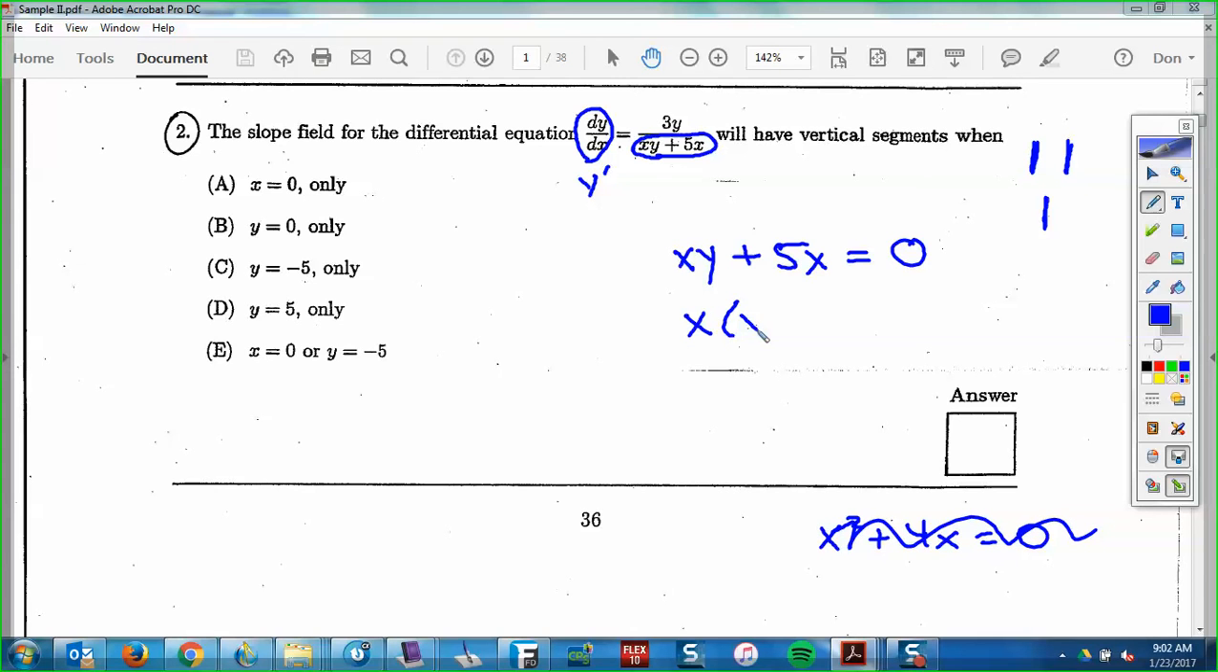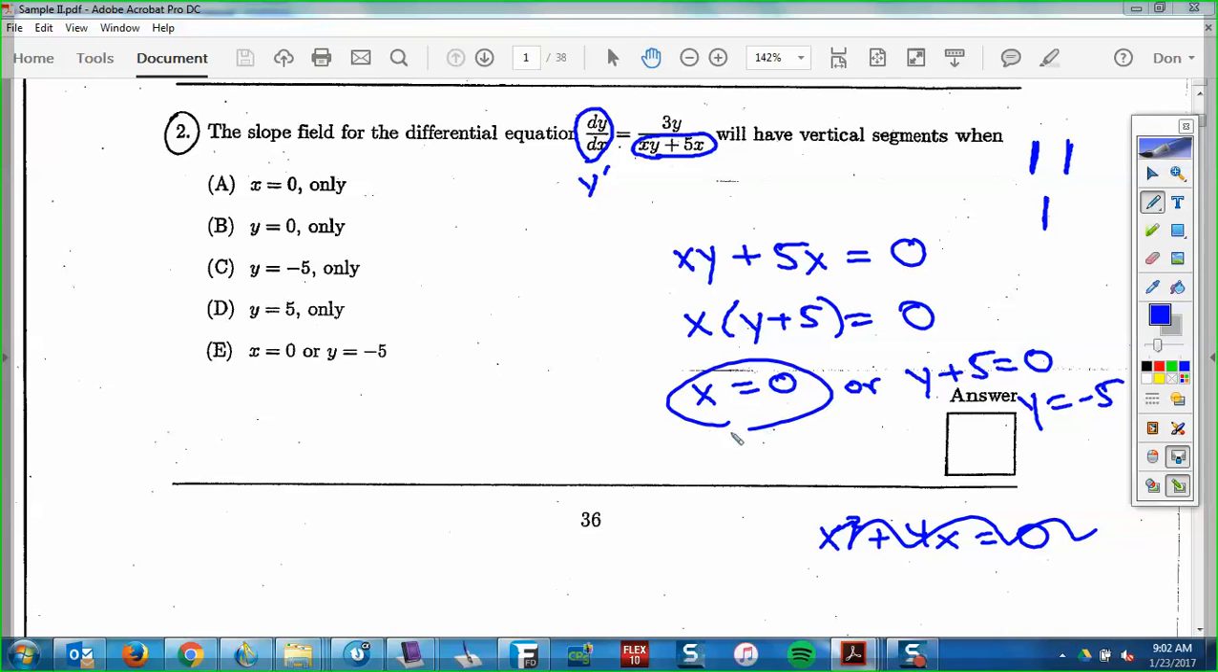Factor out x next. So what do you get? x equals 0 or y plus 5 equals 0, which would be when y is -5. So either when x is 0, so that'd be on the y-axis, right? When x is 0, the y-axis would have vertical segments, or when y equals -5. So down here at -5, you'd have vertical segments going across, right?